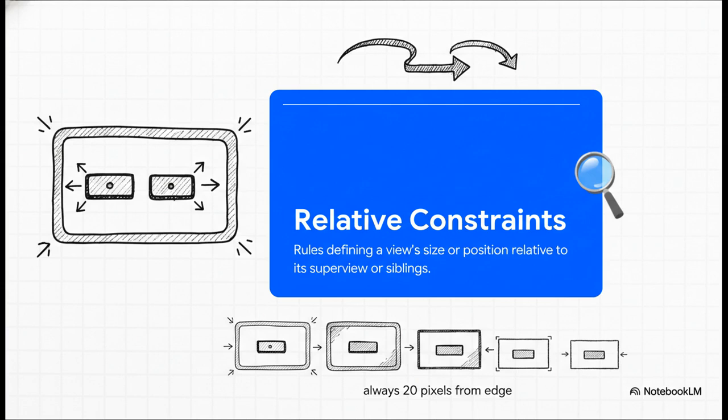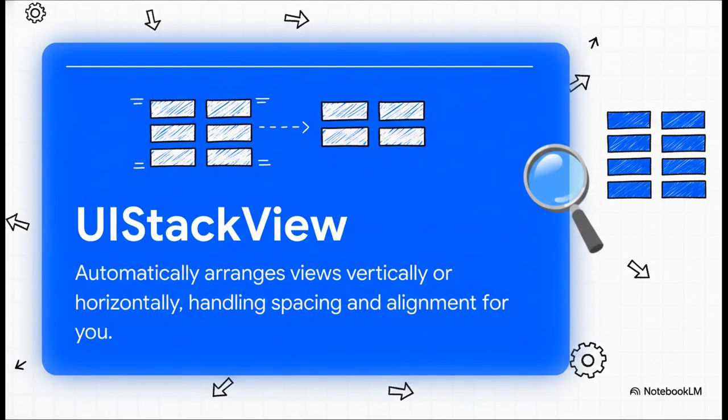Next up is my absolute favorite, UIStackView. Seriously, this thing is your best friend when it comes to complex layouts. You just drop a bunch of views into a stack view, tell it if they should be vertical or horizontal, and boom, it handles almost all the spacing and alignment for you. It just dramatically cuts down on the number of constraints you have to manage yourself.